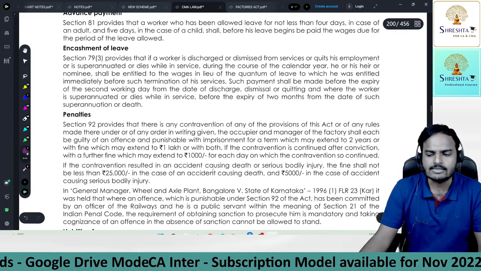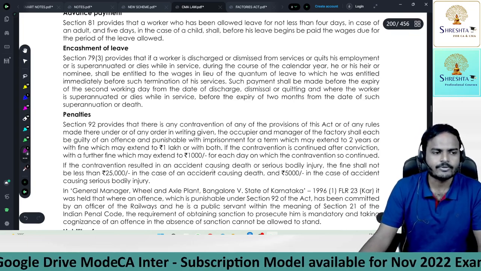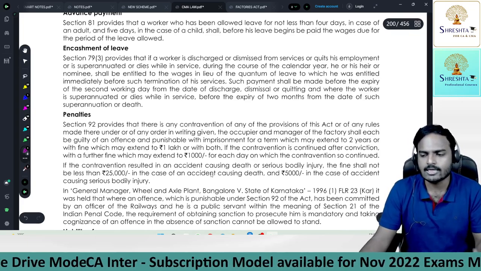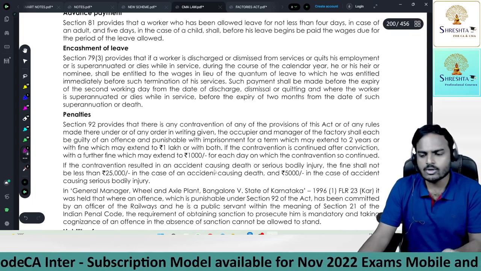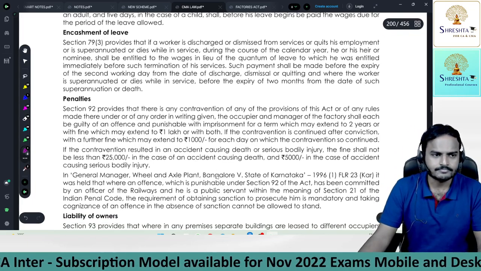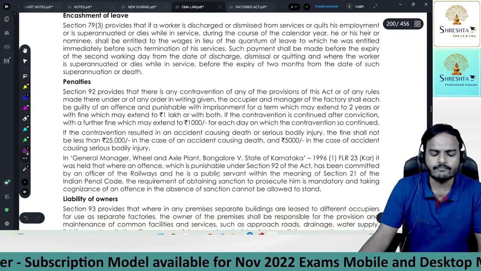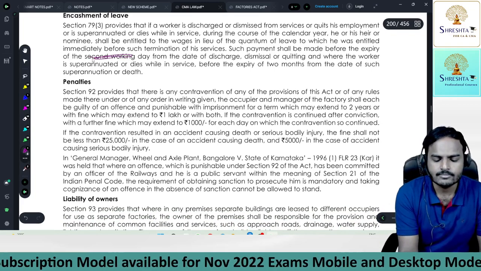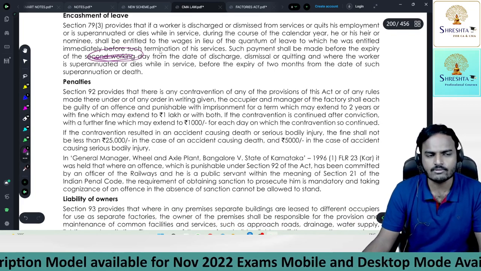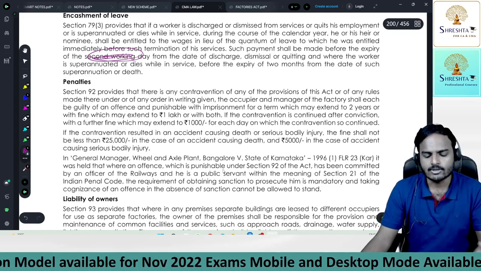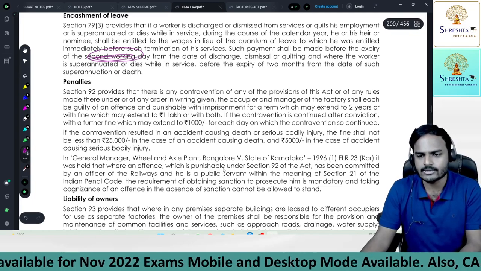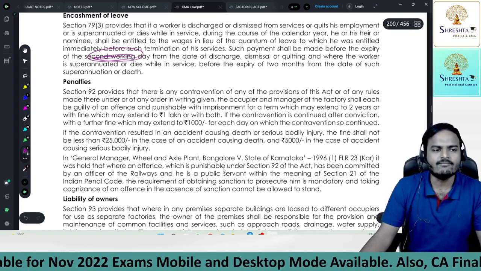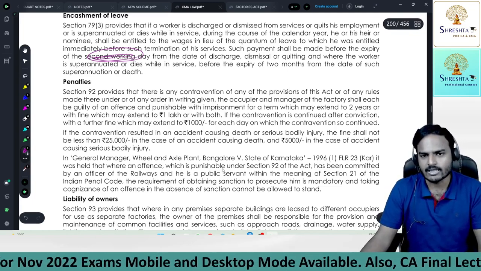Now for all these 100 days, what is my last month drawn salary? Suppose last month drawn salary per day 100 rupees. Now 100 days into 100 rupees, 10,000, give it to me. So when should it be paid? By second working day. In case of termination of service, by second working day. So today I'm leaving the organization. The second working day I should get my money.